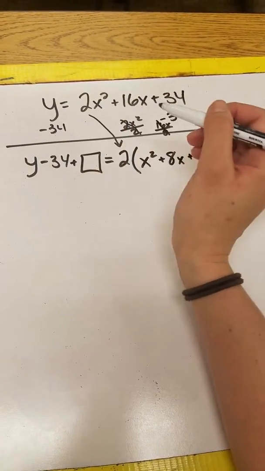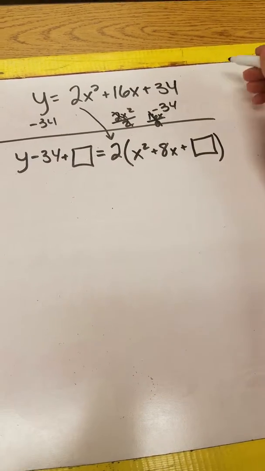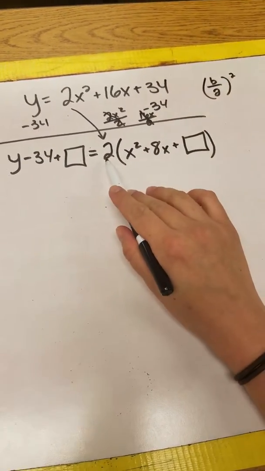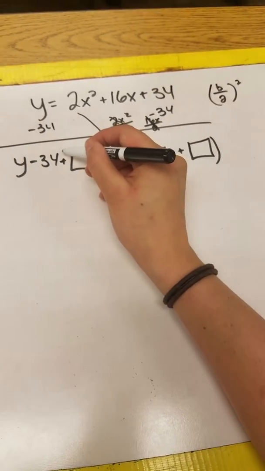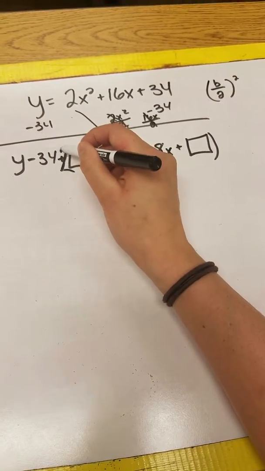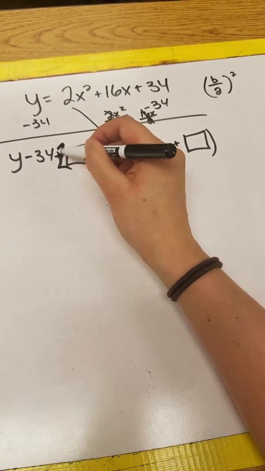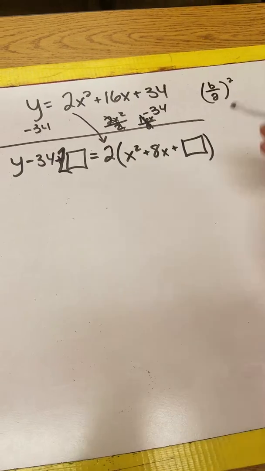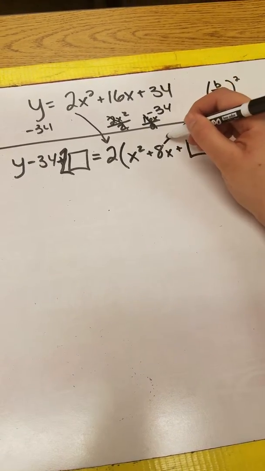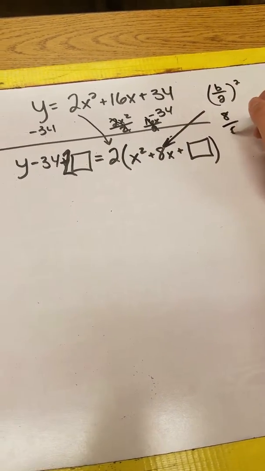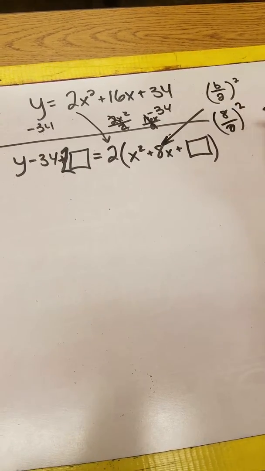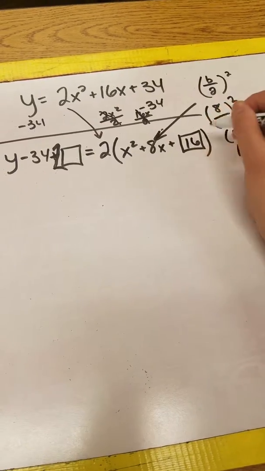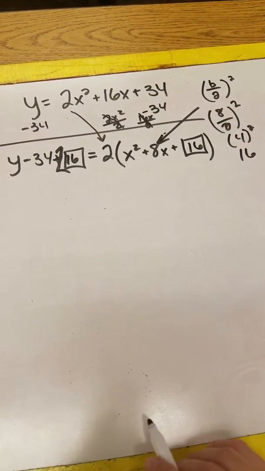To figure out what goes in our box, we do our b over 2 squared. Now, if there is a number in front, what I want you to do from now on is put that number in front of your box so that you know you have to multiply whatever goes in the box by that number. All right, so b, again, you always use your most recent b value, which in this case is 8. So we do 8 over 2 squared, which gives us 4 squared, which gives us 16. So 16 would go in both boxes.